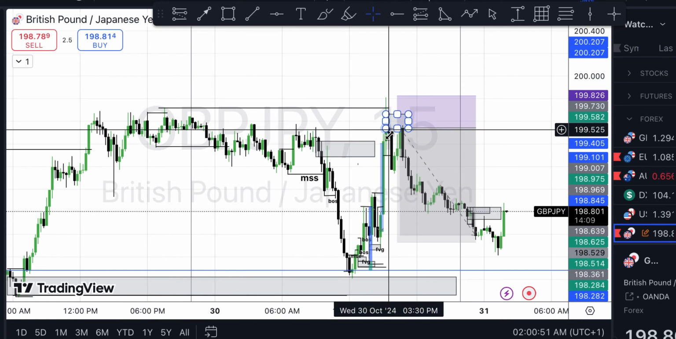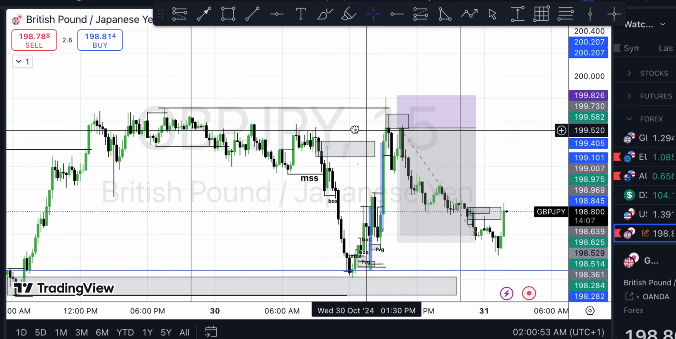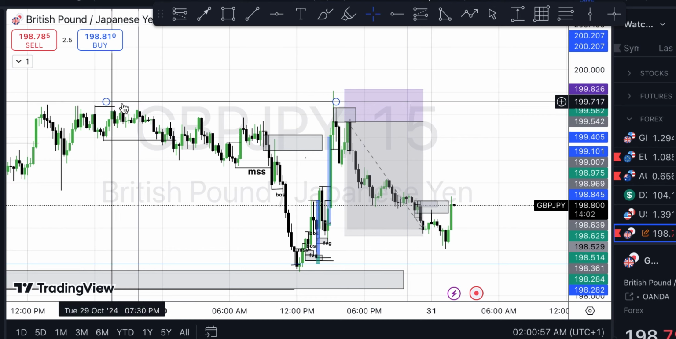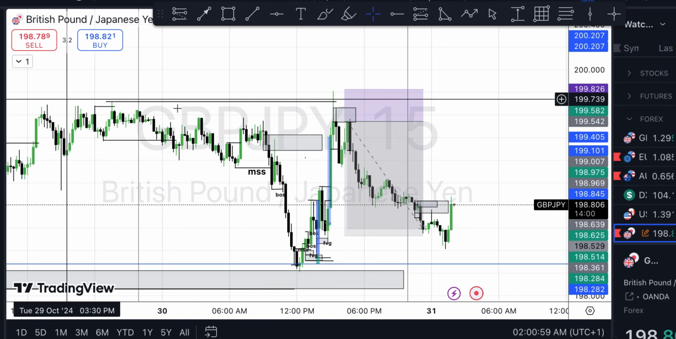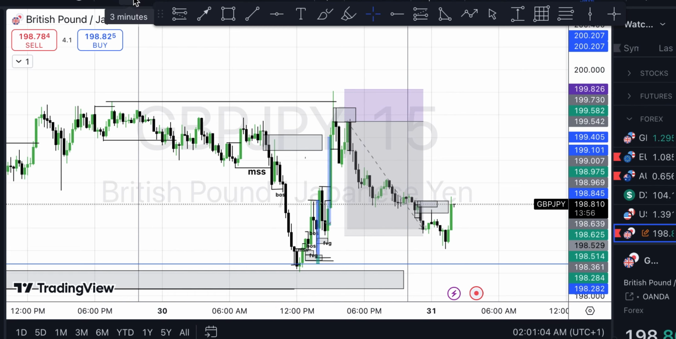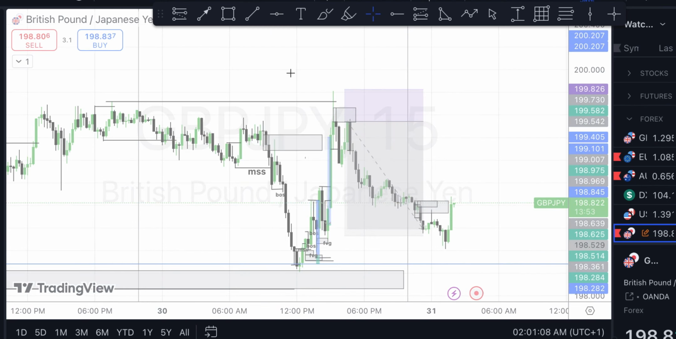When price took out this high here, the candle rejection was very, very long. It was as if price was rejecting this place. Price only came to take out the liquidity that was lying there. People placed their stop loss, so price came to run them over.